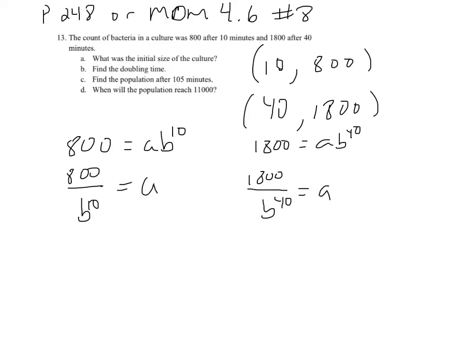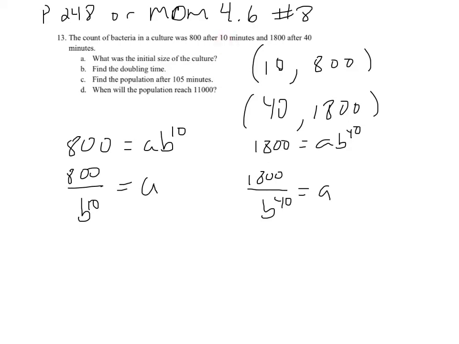So here's a problem like number 8 in 4.6 out of my open math, or on page 248, number 13. And this is number 13 from page 248. They're telling us a little bit of information. I wrote them as an ordered pair.